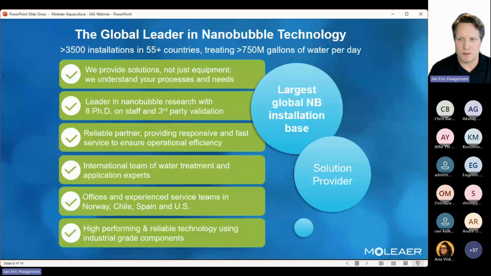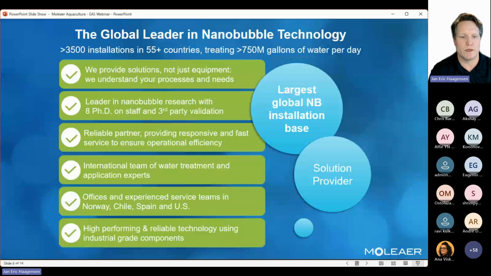And we have a very large library of third-party validations. We provide responsive and fast service to ensure operational efficiency, and this is a very important part of our offering when we come with a solution for any customer. And with this, an international team of water treatment and application experts, where we have offices here in Norway, where I am, in Chile, in Spain, and in the United States. And we use industrial grade components for our high performing and reliable technology.